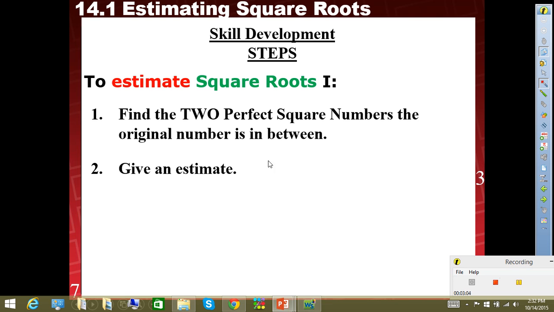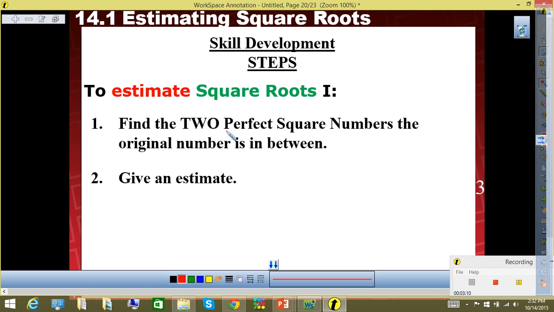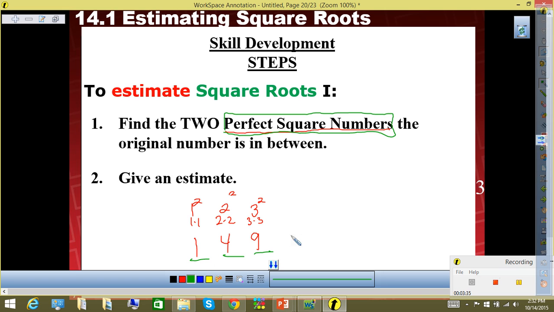All right, just to recap, what are perfect square numbers? What is 1 squared? 1. What is 2 squared? 4. What is 3 squared? 9. Because this is 1 times 1, 2 times 2, 3 times 3. Therefore, perfect square numbers are these. What is the next perfect square number? 4 times 4 is 16. What's the next one? 25. The next one? 36.